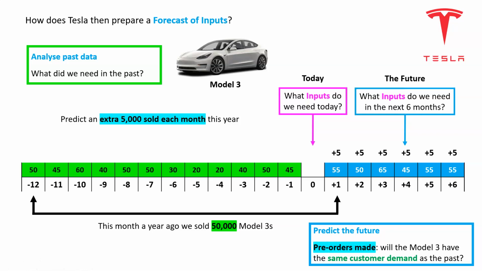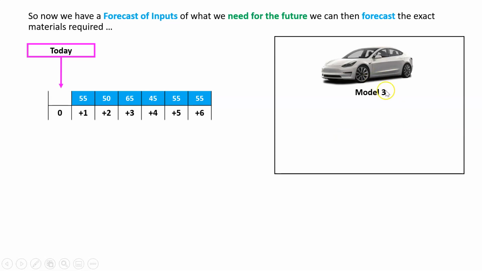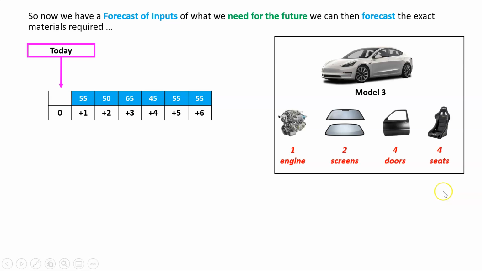And now we've got a little bit of a model for the future. And it's not 100% accurate, but it is a really good guide of what we think is going to happen. And the good thing with forecasting is we now turn that into a list of parts that we need. So here's our forecast for the next 6 months of what we're going to need. We can now break down a Model 3 and say, well, every car is going to need 1 engine, 2 windscreens, 4 doors, 4 seats, and all the other parts. I'm just going to use these parts to keep the example simple. And now we've got our forecast here.